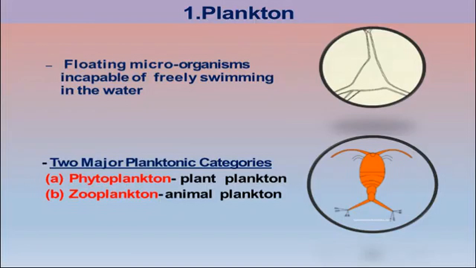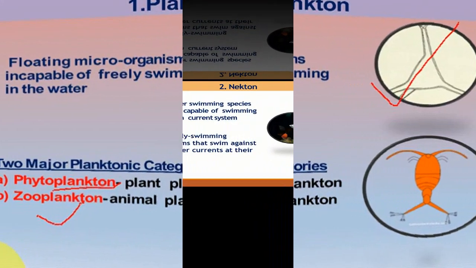So there are 2 types of planktonic categories. One is phytoplankton, which is of plant origin, meaning they have chlorophyll in their body, and some other characters are similar to the plants. And the second group is zooplankton, which don't carry any chlorophyll in their body, but they have some other organs like cilia, flagella, etc., which help them to move in the water. So these are of animal origin.